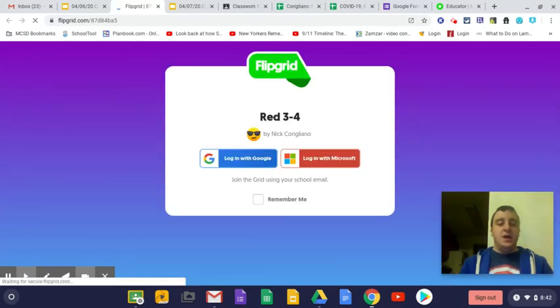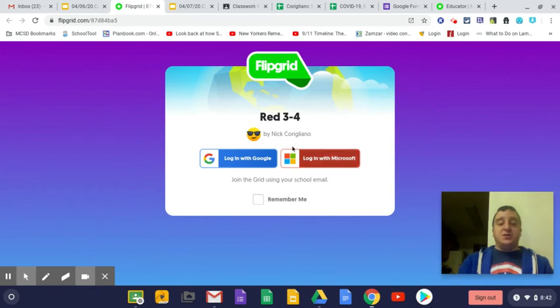And it's going to load. And what you are then going to do is click Login with Google. You're going to click Login with Google. You'll log in with your email address, your school email address. Make sure it is your school email address. Then you are going to follow the directions after that. It is just a short recording.